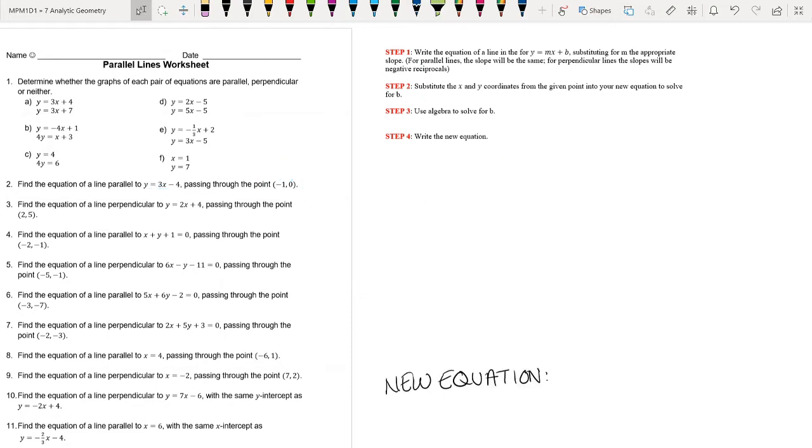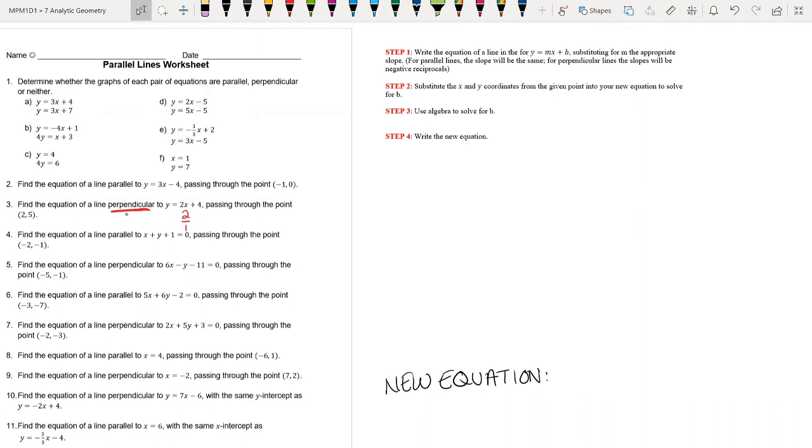Question 3 says find the equation of a line perpendicular to y equals 2x plus 4, passing through the point 2, 5. My new equation is going to be a line that is perpendicular to 2x plus 4. That means the slope of the new line will be the negative reciprocal of 2. And so I can now write 2 as a fraction. Any whole number, just write it as a fraction over 1.